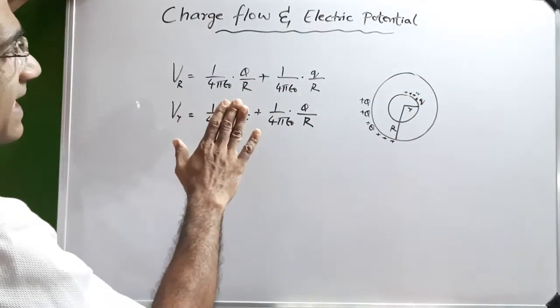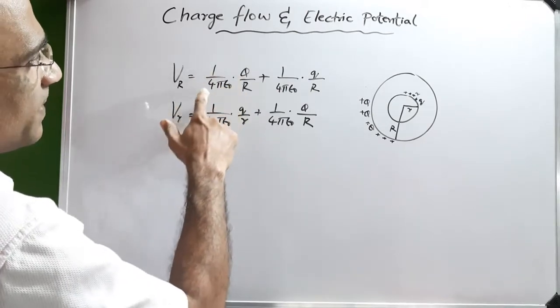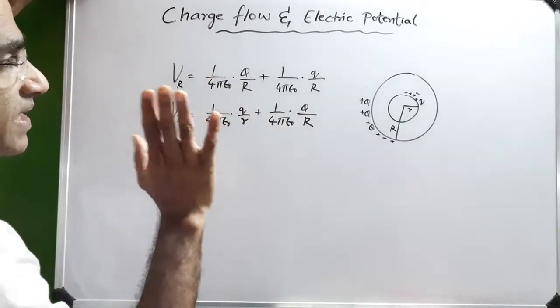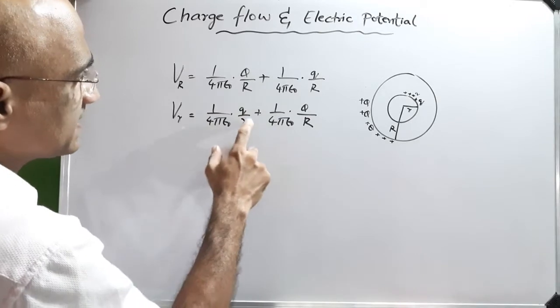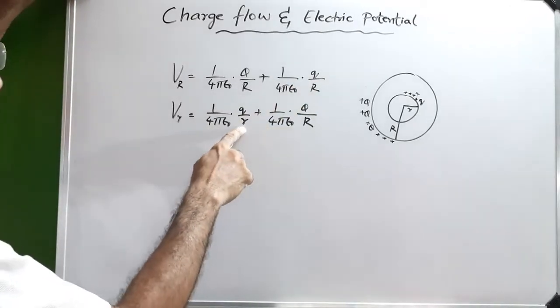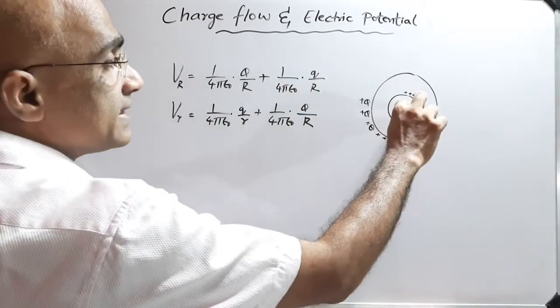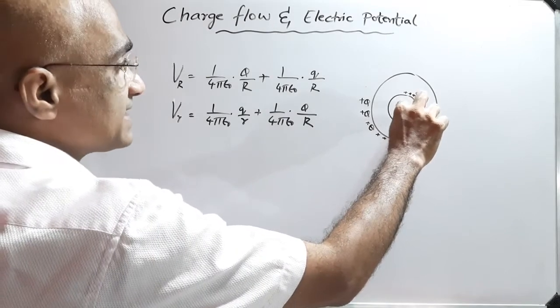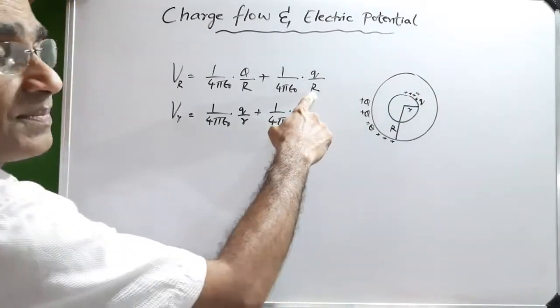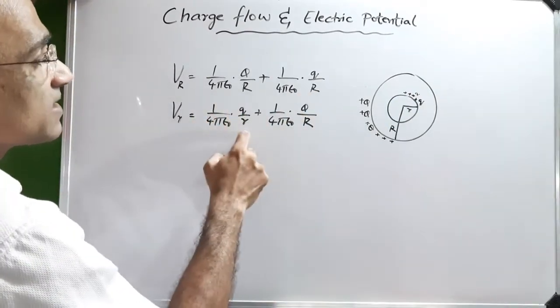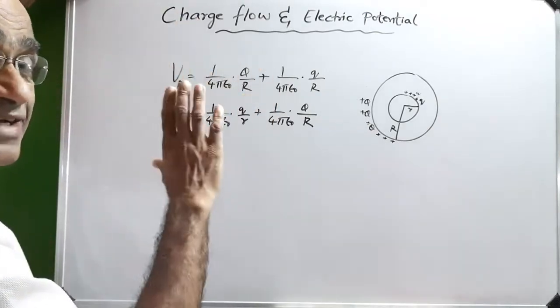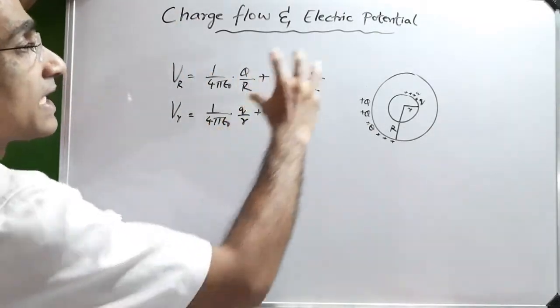So clearly it is evident. Now this part and this part remain the same. But if you look closely at this part and this part, small r has a lesser value than the big R. So obviously this part of the fraction will have a greater value overall compared to this value.